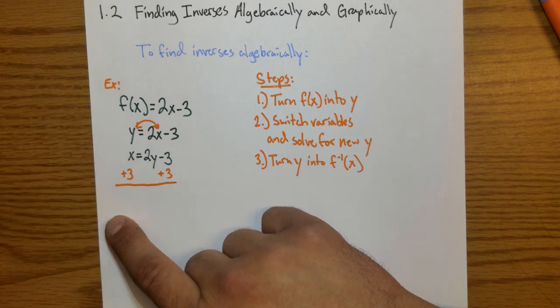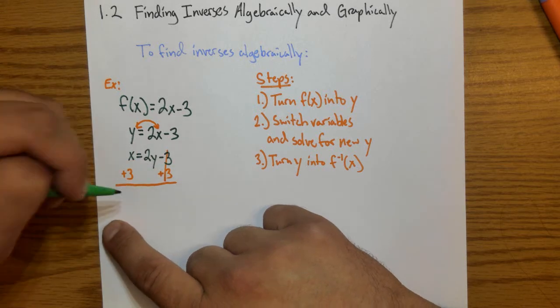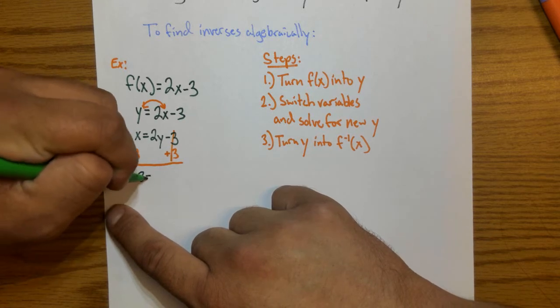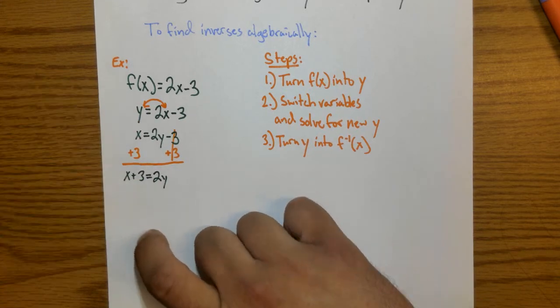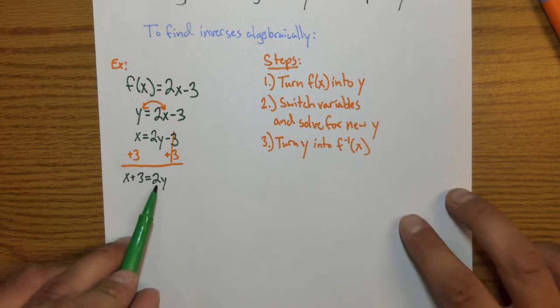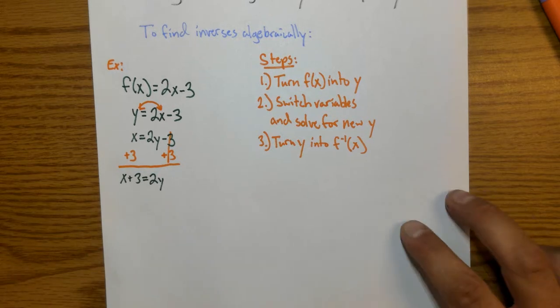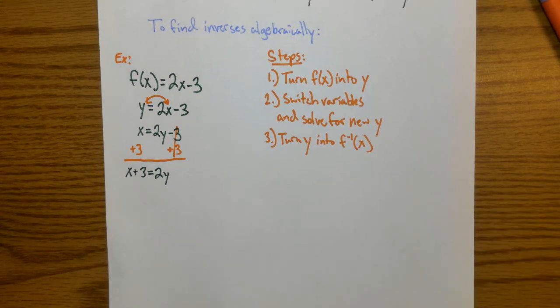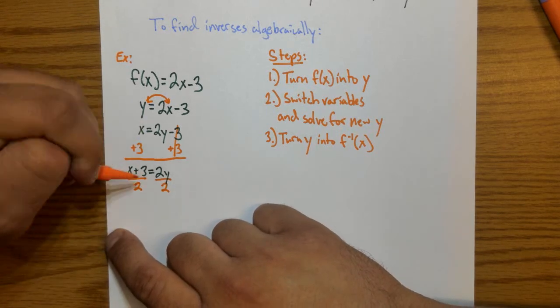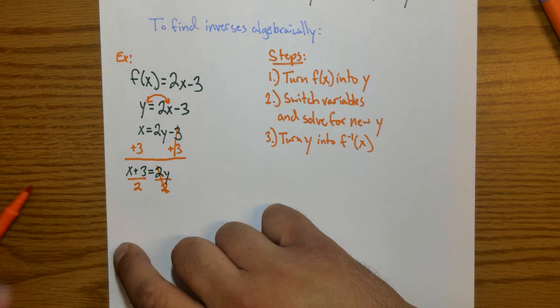And this will cancel, which was the point. And now we have x plus 3 equals 2y. Now that the term with y is by itself, we want to get y strictly by itself. Now y is being multiplied by 2, so we want to do the opposite operation of multiplication, and that is division. Let's divide both sides by 2. That will cancel this 2 out, which is the point.